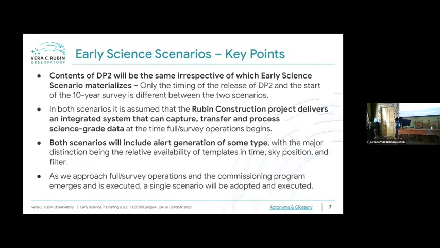Okay, so I think we've probably covered this, but I wanted to include this in the slides for clarity, just some key points. And Meg has just alluded to this. The contents of DP2 will be exactly the same, irrespective of whether scenario A or scenario B materializes. So we will not do any more, we will not do any less. We will complete the SV surveys as planned and release data preview 2. The only difference now between the 2 scenarios will be the timing of the release of DP2 and hence the start of the 10-year surveys.